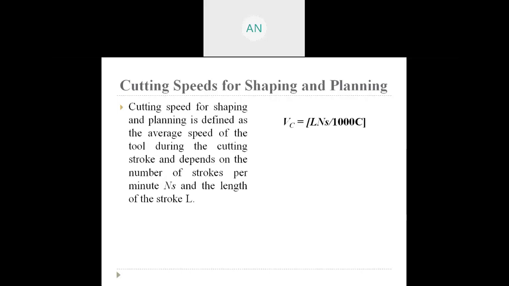So this is the way to calculate it. As I already mentioned, L is the length of the stroke and NS is the number of strokes per minute. The shaper is going to move over the surface of the workpiece during the cutting stroke. So how many strokes will it perform within 60 seconds, or a minute, and how much length will it travel in that time?